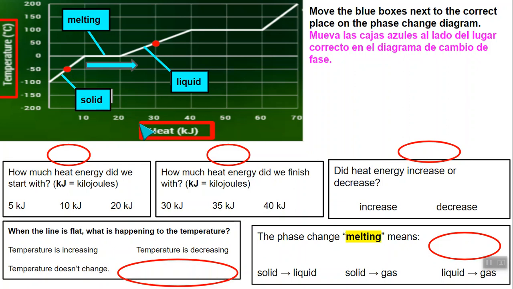If you look on the graph, the bottom numbers are heat. So, how much heat did we start with? Here's the dot, and I go down. What is this number here? Is it 5 kilojoules, 10 kilojoules, or 20 kilojoules? This is in between 0 and 10, so it's 5 kilojoules.